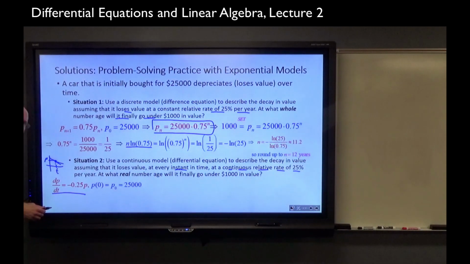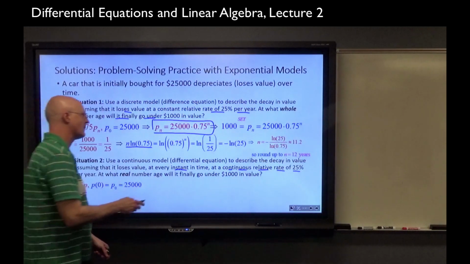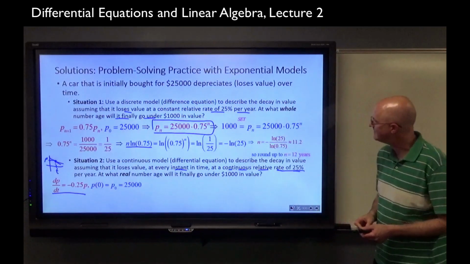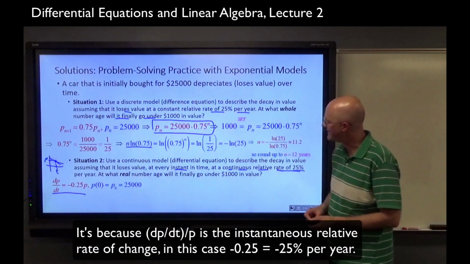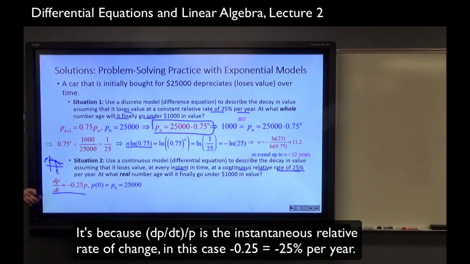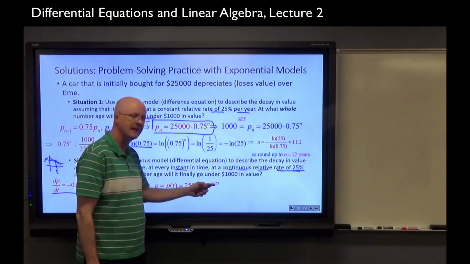Why not negative 0.75 times P? Well, I think it's probably because of the way this is just described. We could think about particular values if you want. I'm not going to get into that at the moment. Solve it. Based on what I've said before, P of t is 25,000 e to the negative 0.25 t.